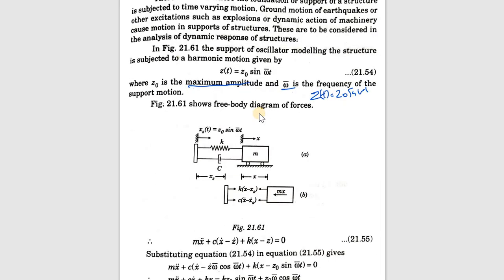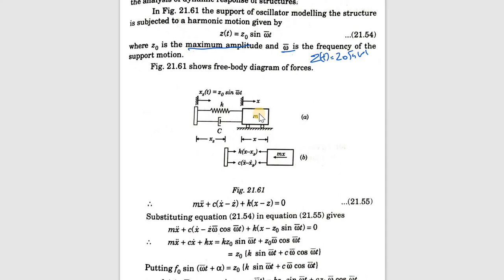So first, we are considering the general equation. What is the equation? We know that m x double dot plus c x dot plus k x is equal to 0. This is our equation.